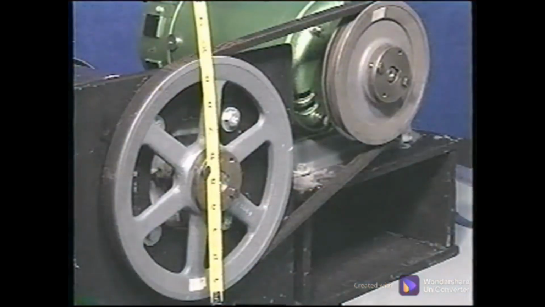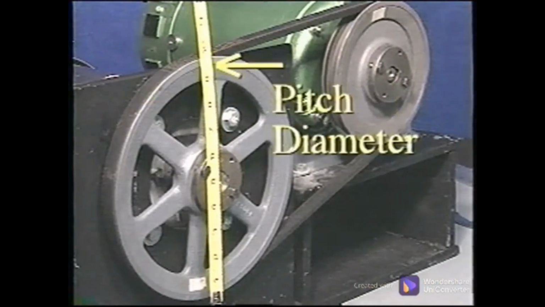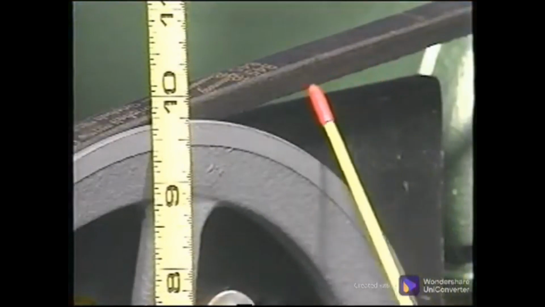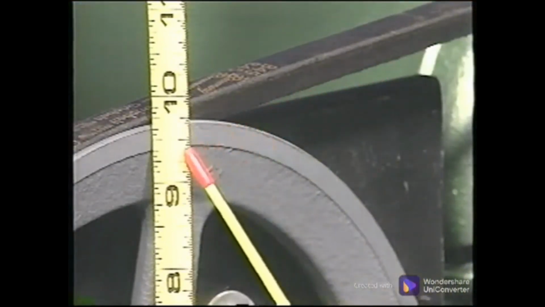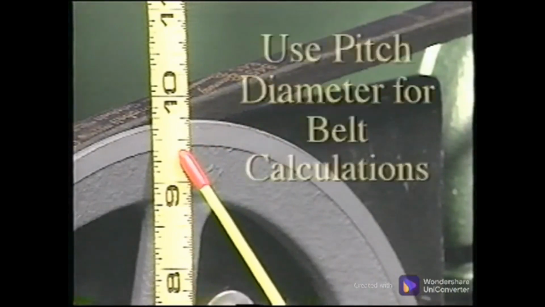Sheaves also have 2 standard measurements. One is the outside diameter and the other is the pitch diameter. The pitch diameter is the diameter that would be measured across the sheave to the pitch line of a belt in the groove. This pitch diameter is the measurement that should be used when making any belt calculations.